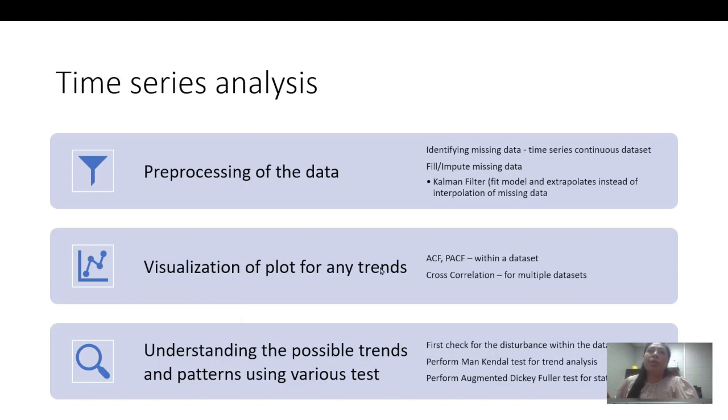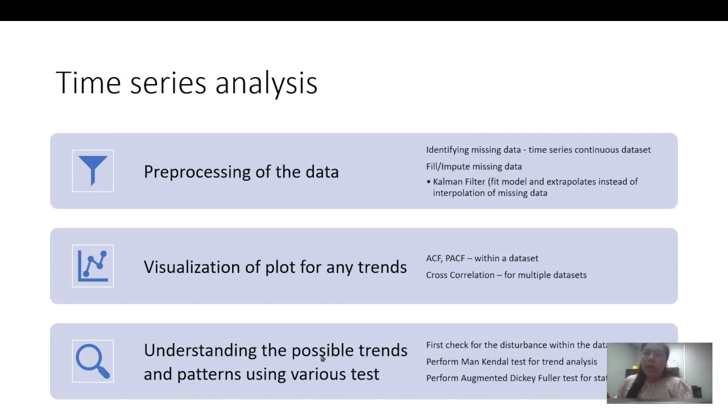For the trend analysis, we'll be looking at autocorrelation and partial autocorrelation. If we need to check the dependency of the variables within its own data set, we'll be doing autocorrelation and partial autocorrelation. And if the data set is a multivariate one and the relation of one data set with the other data set is to be checked, we'll be doing the cross correlation.